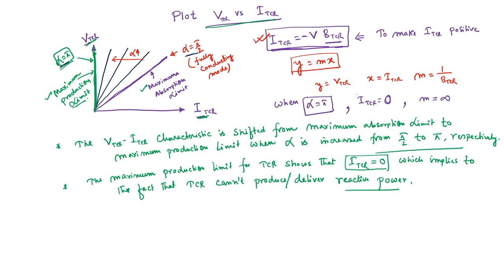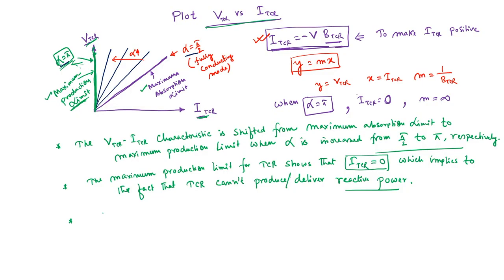So, from this point, one needs to understand that there should be some other var producing source over here in order to shift this maximum production limit to a non-zero point. So, basically in order to have a finite amount of var production, this maximum production limit needs to be shifted to this side, which implies that there is var production as well as var absorption, but it is not possible unless you have a source of var production over here. Okay. And that is why this TCR needs to be operated with some other var producing sources, most commonly the capacitor, and there are different types of TCR, which we will discuss for some of these devices in a future lecture.